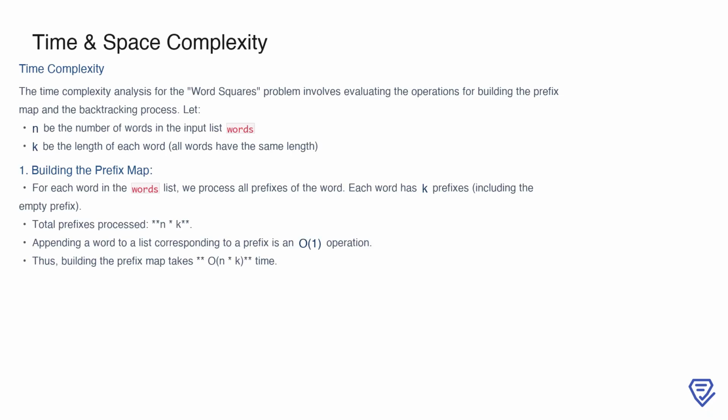To analyze the time complexity of the word squares problem, let's start by breaking it into two main components: building the prefix map and the backtracking process. First, consider the prefix map. For each word in the input list, we generate all possible prefixes, including the empty prefix. Since there are n words, and each word has k prefixes, the total number of prefixes processed is n times k. Appending a word to the list corresponding to a prefix is a constant time operation. Therefore, the total time complexity for constructing the prefix map is O(n*k).